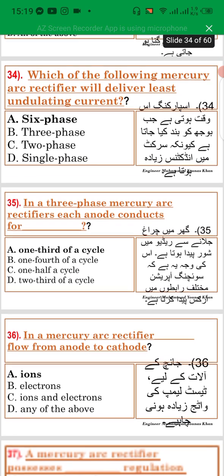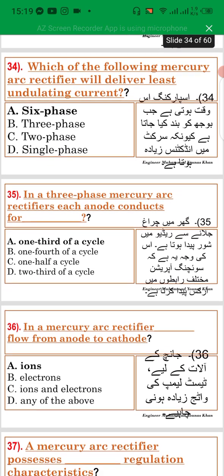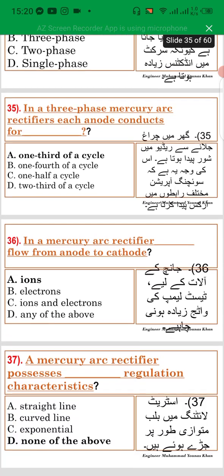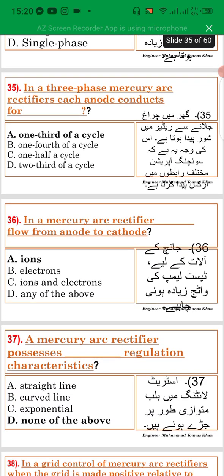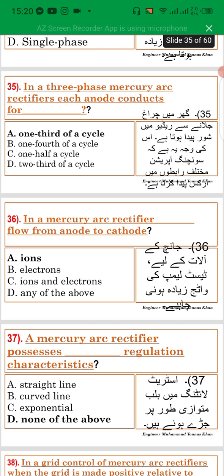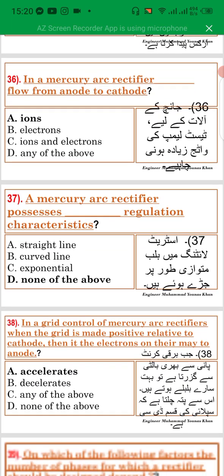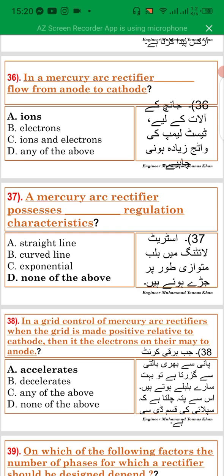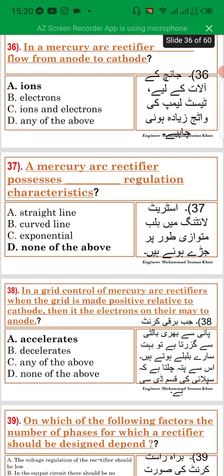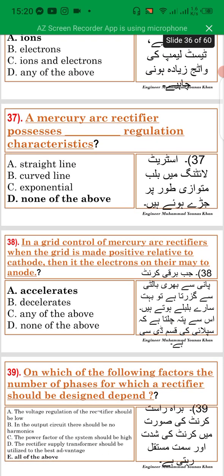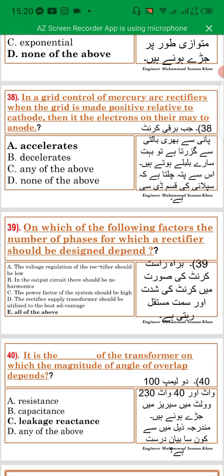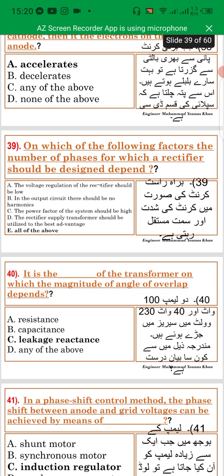Which of the following mercury arc rectifier will deliver least undulating current? 6 phase. In a 3-phase mercury arc rectifier, each anode conducts for 1/3 of a cycle. In a mercury arc rectifier, ions flow from anode to cathode. A mercury arc rectifier possesses none of the above regulation characteristics. In a grid control of mercury arc rectifier, when the grid is made positive relative to cathode, then the electrons accelerate to anode.